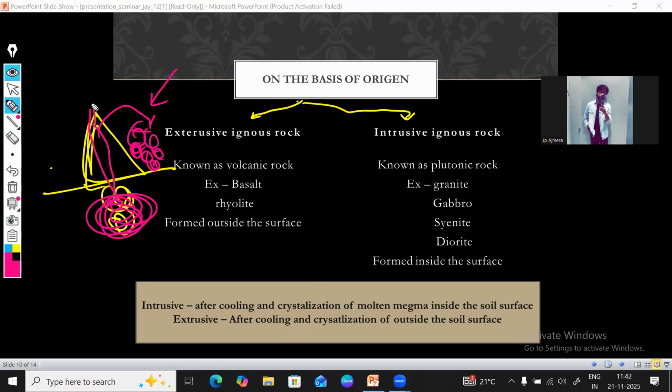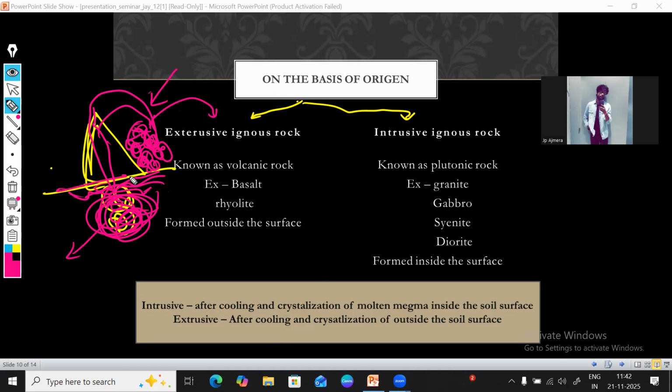When the molten magma goes out of the surface of Earth and cools down and deposits somewhere, that is known as extrusive igneous rock. That means it deposits outside the Earth's surface. And imagine that in the other case, the molten magma remains inside the soil surface and cools down inside the soil surface itself.